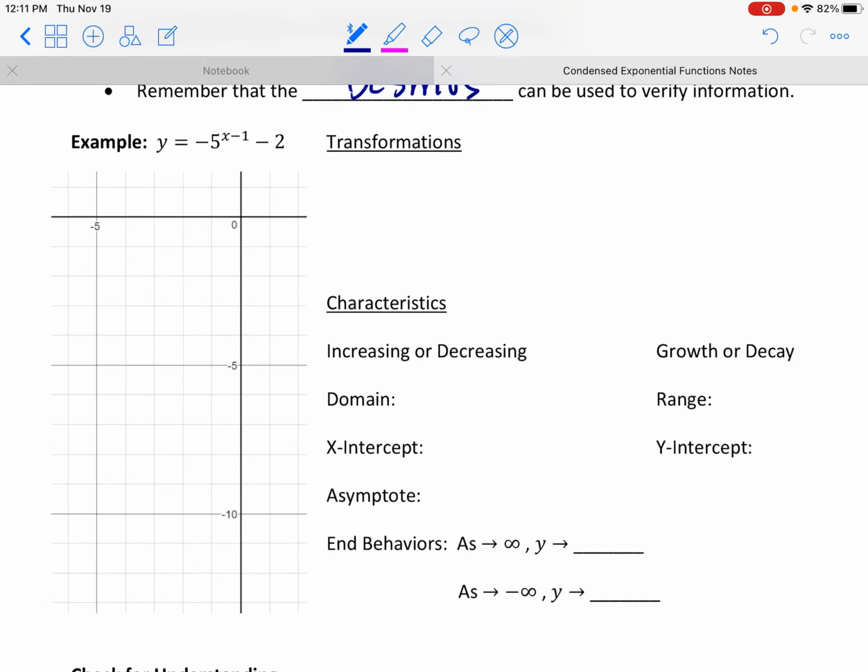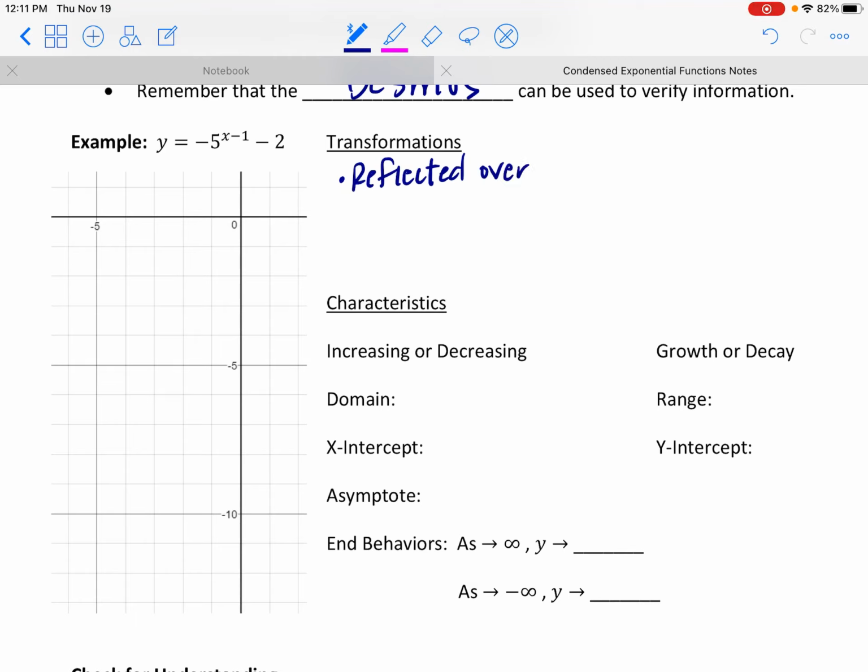So, for example, if we had y equals negative 5 to the x minus 1 minus 2, you should be able to see the parent function in there. This is all based off of y equals 5 to the x, and y equals 5 to the x would be just like 2 to the x or 3 to the x. That's the picture. Now, if that has a negative and a minus 1 and a minus 2, what are the effects? Well, our 5 to the x would be reflected over the x-axis, so it's going to be upside down.